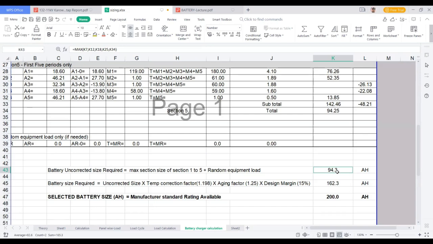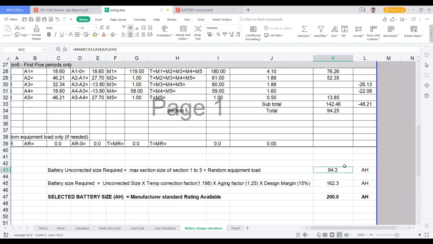Again, as said before, this 94.3 now is an uncorrected size. Now I'm just multiplying this with the temperature correction factor, aging factor, and the design margin. So finally, it resulted to what? 162.3 Ah. So finally, what is the battery Ah I required? I required a 162.3 Ah battery.